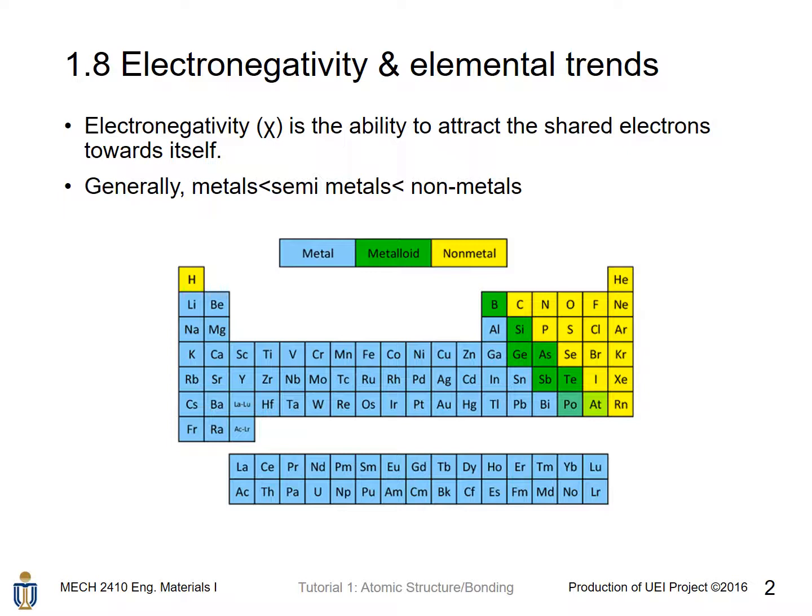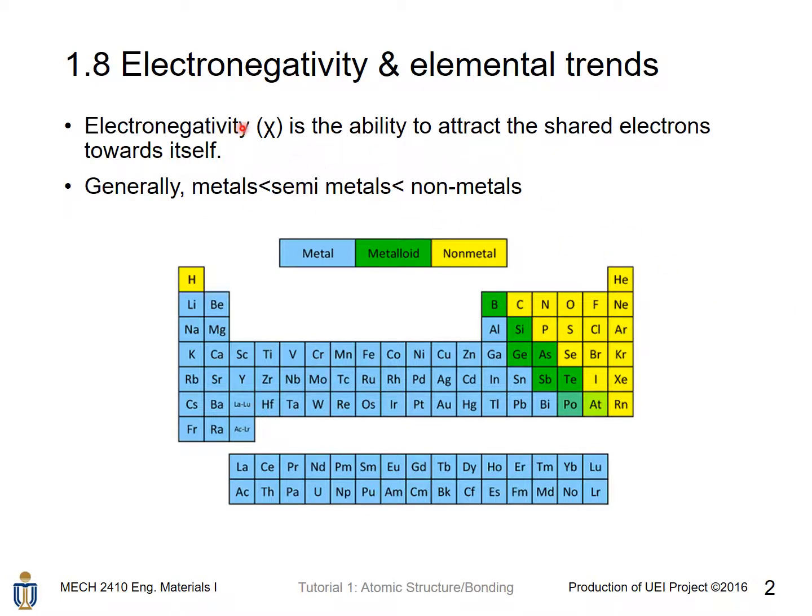Electronegativity and elemental trends. Electronegativity is the ability of an atom to attract the shared electrons towards itself. Generally, metals have a smaller electronegativity than semi-metals, which have a smaller one than non-metals. And it is quite logical, because if you consider the bond nature of those kinds of elements, you will reach the same conclusion.